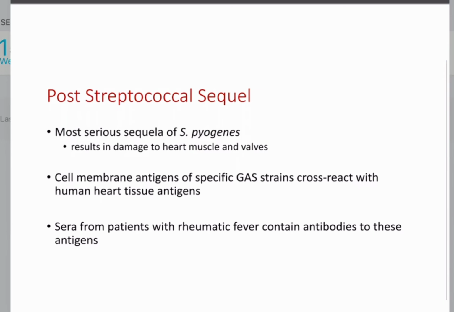Cell membrane antigens of specific group A Streptococcus strains cross-react with the human heart tissue antigens, which we have already discussed, mainly the M protein, which we have talked of. Sera from the patient with rheumatic fever contains antibody to these antigens. That is why we can do the estimation to diagnose rheumatic fever.